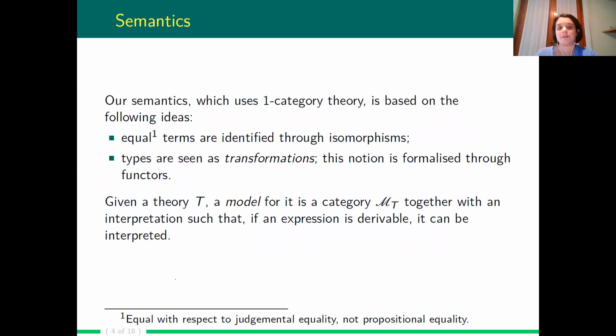Our semantics uses category theory, and it is based on a couple of ideas. We identify equal terms using isomorphisms. Here, with equal, we mean judgmental equality, not propositional. And we see types as transformations, and we formalize this notion using functors. So given a theory, we define a model for it as a category together with an interpretation for which every derivable expression can be interpreted.